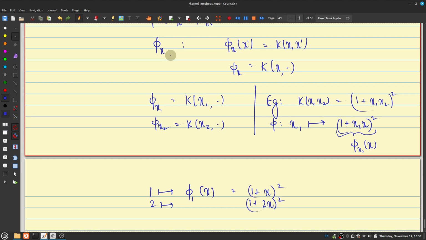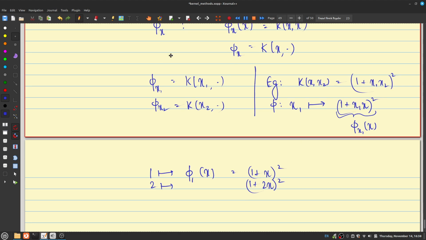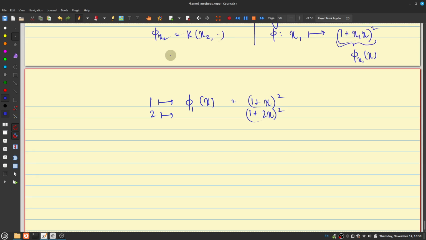Right. And I mean, that's right now a map, but I haven't really defined what the space is yet. It's not the space of all possible functions. That's too rich a space. So I look at a smaller class of functions. First, I'll define this H0 to be the set of all finite linear combinations of phi x i's.